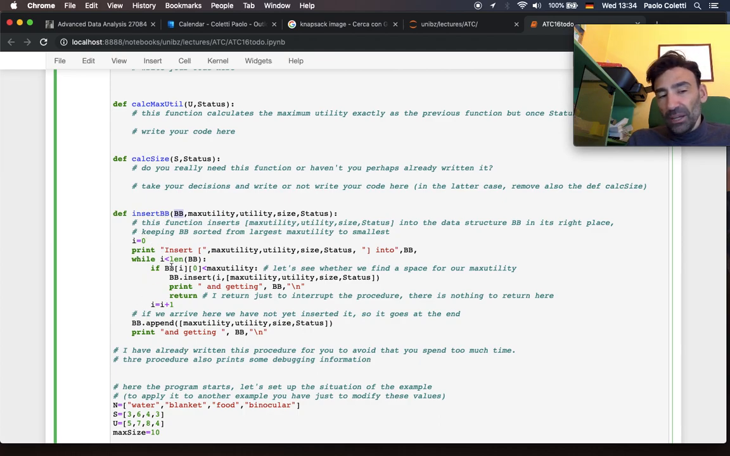So you can read my code. It doesn't simply append it, because sometimes you don't have to insert it at the end, you have to insert at the beginning. So it checks where to insert and inserts it appropriately. So it keeps BB sorted.